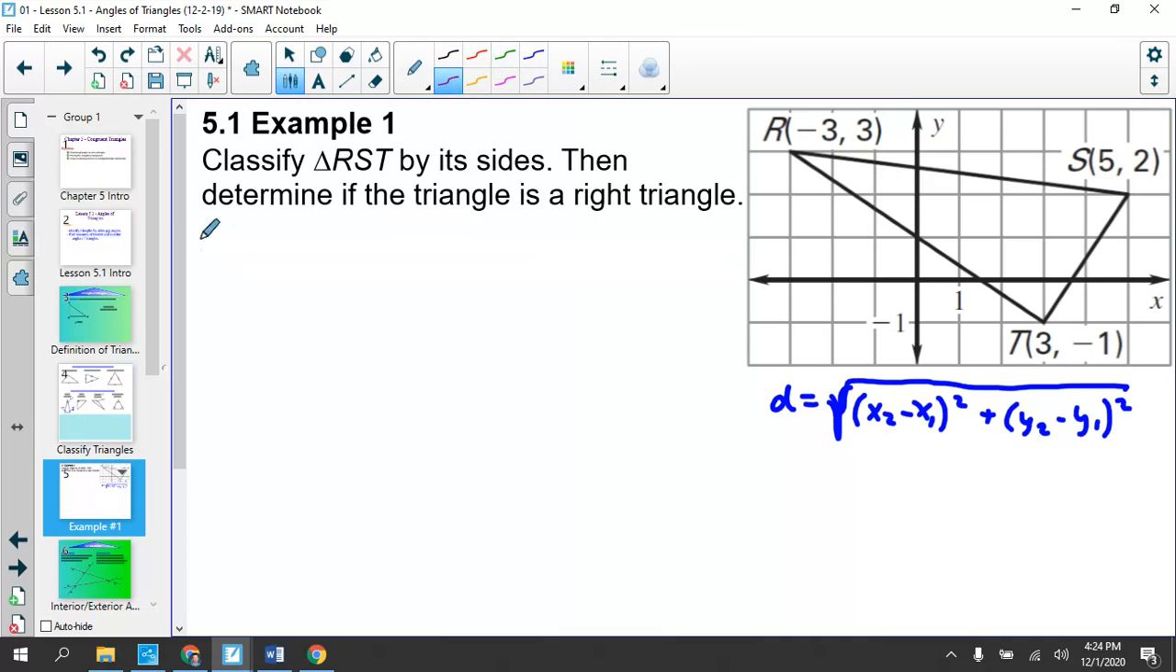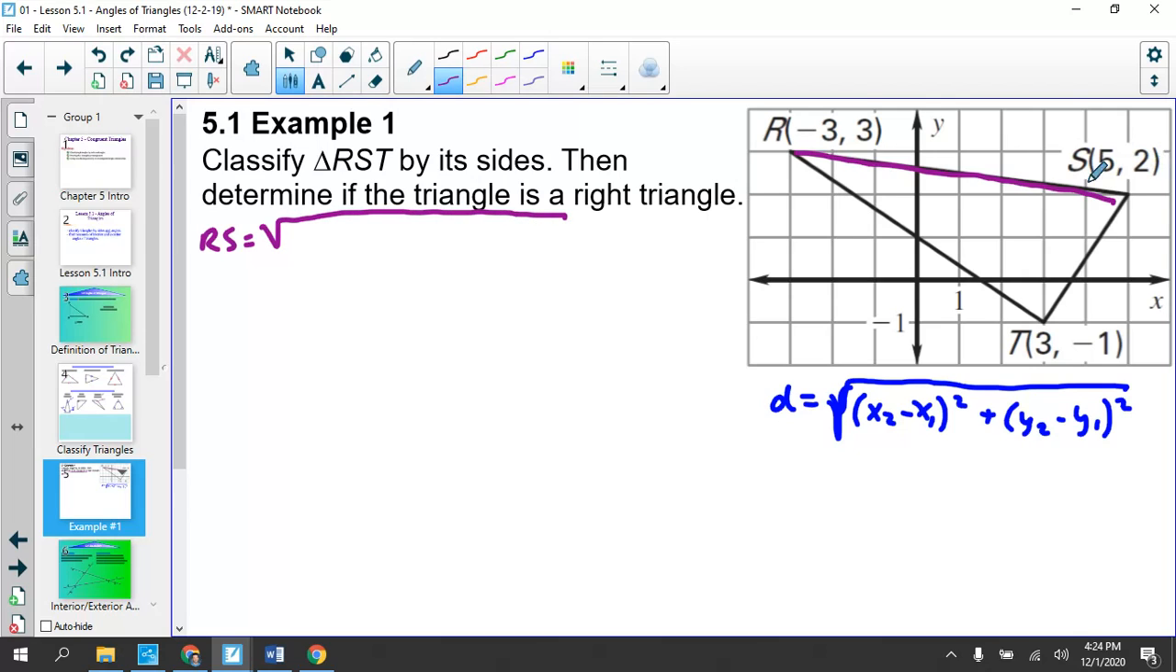So let's do it. Let's start with this RS. So the length of RS. I'm starting with this one right here. This is the work I want to see. You can't just say scalene and be done. Say, hey, sweet, that was easy. I want to see how long this RS actually is. So let's do it.